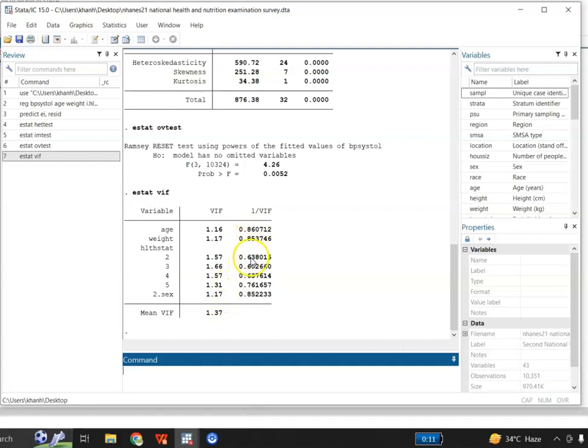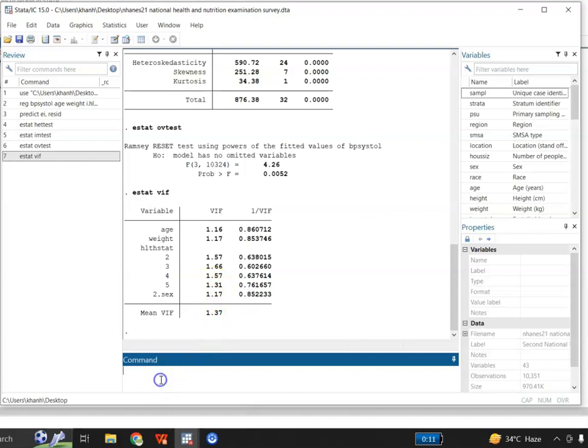For this tolerance, these values should not be less than 0.2. So all of these are greater than 0.2. So there is no issue of multicollinearity. Similarly, the VIF should not be greater than 5 or 10. So all these values are less than that. So there is no problem of multicollinearity.